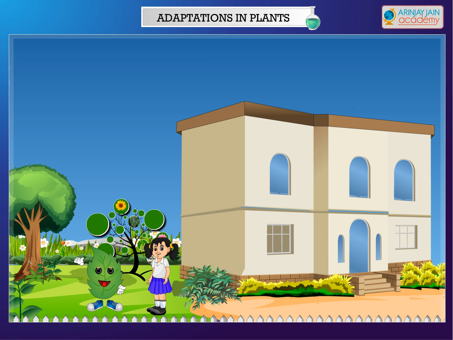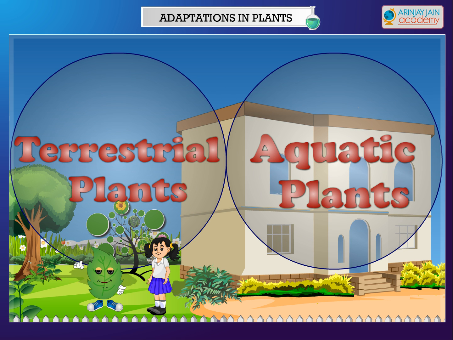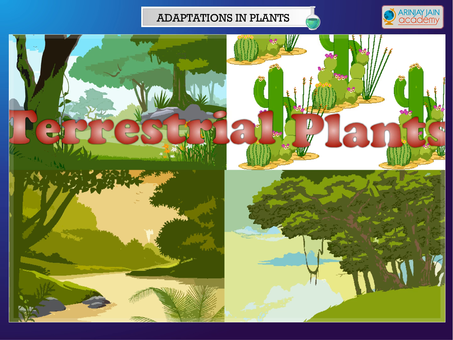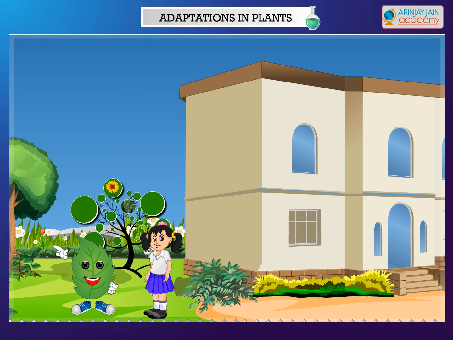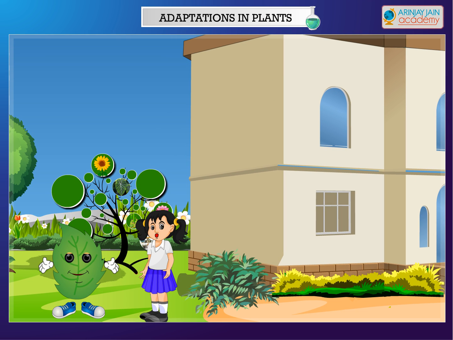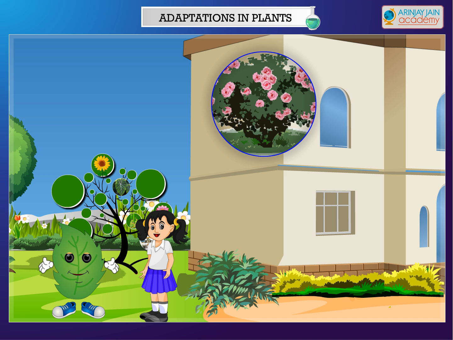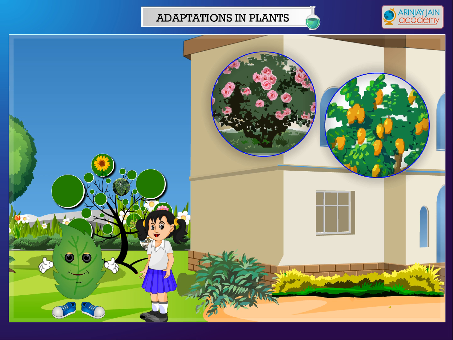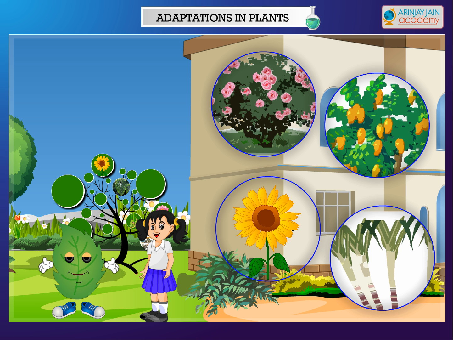Depending on the habitat, plants have been placed in two groups: terrestrial plants and aquatic plants. Terrestrial plants. A terrestrial plant is a plant that grows on land. They get their name from the word terra, which means land. We see many plants that grow on earth, like rose plant, mango tree, sugarcane, sunflower, etc.